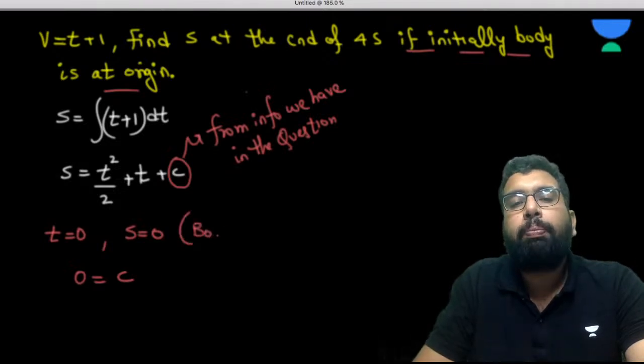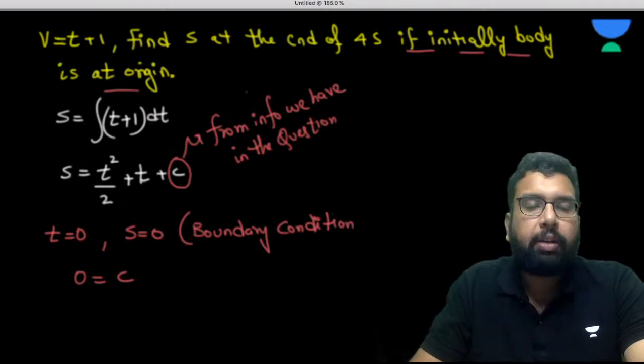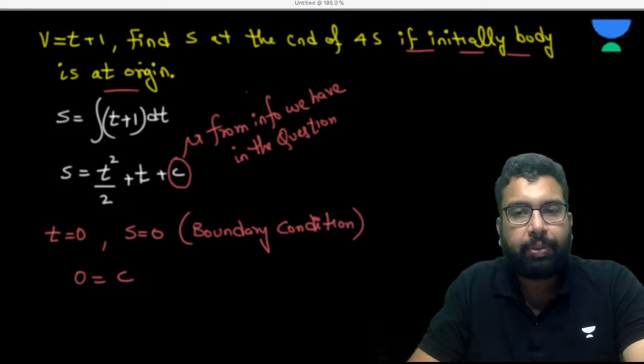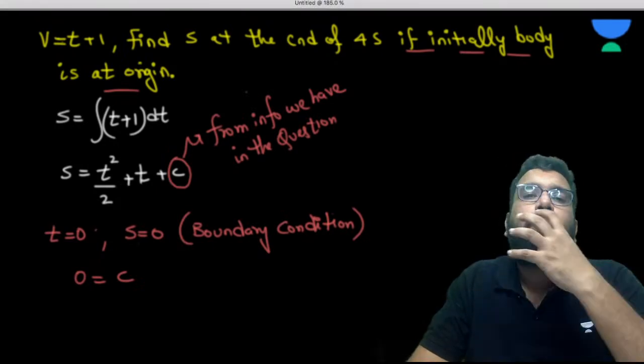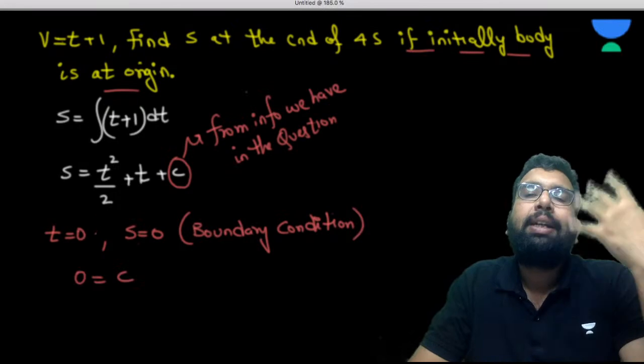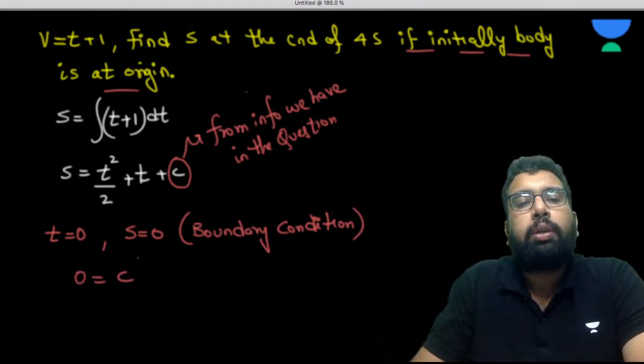It is something in mathematics. When you do integration to anything and want to find the constant of integration, we need to put some boundary condition. Boundary condition means that some information is given to you, and using that information you are finding out the constant of integration. So here c is equal to 0.